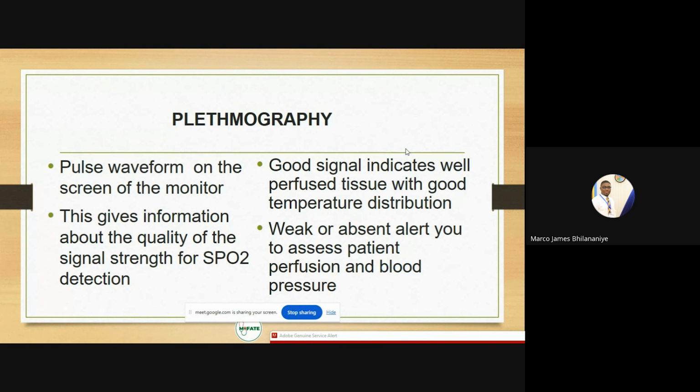So a good signal indicates well perfused tissue with a good temperature distribution. A weak or absent signal alerts you to assess patient perfusion and the blood pressure. However, cold extremity, which may be due to hypoperfusion, can also affect the quality of signal strength. Sometimes the pulse oximetry doesn't pick up the oxygen saturation due to poor perfusion and the coldness of those extremities. So you have to know this kind of information.